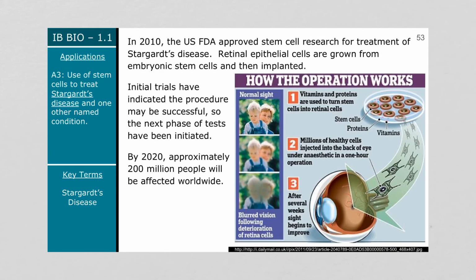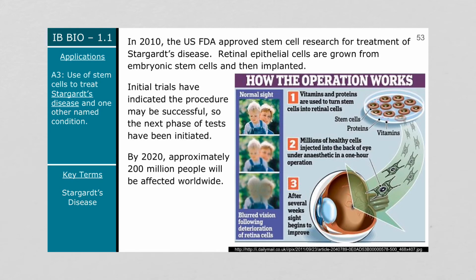In 2010, the US FDA approved stem cell research, or stem cells, for use in treatment of Stargardt's disease. The way the trials work, and ultimately the treatment, is that vitamins and proteins are used to turn stem cells into retinal cells. So again, those would be the different factors required to stimulate the stem cells to turn into the particular type of cell that is an issue in this case.